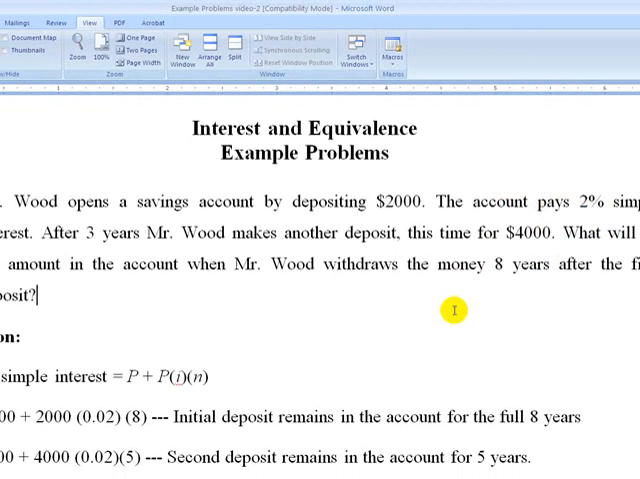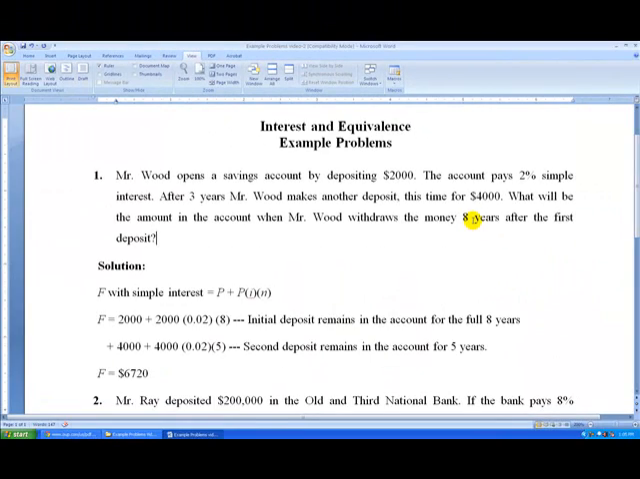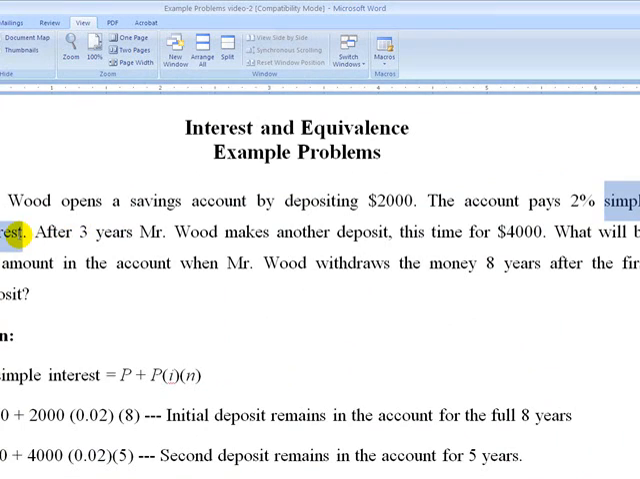So based on this information, we need to calculate after 8 years what is the value of the two deposits, what is the current sum of money after 8 years in that particular savings account. Right. Before we solve this problem, I would like to explain one more thing. As you can see here, the problem says simple interest.